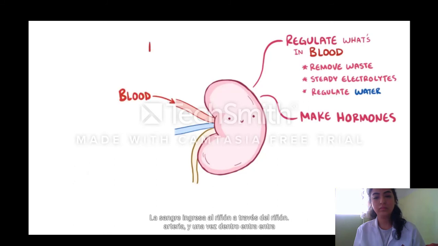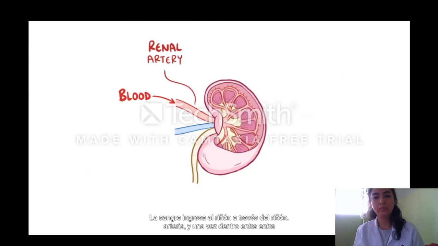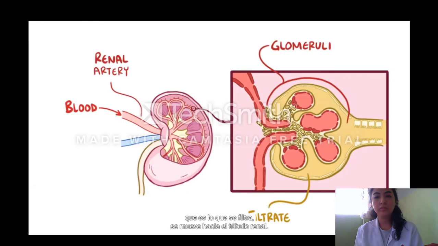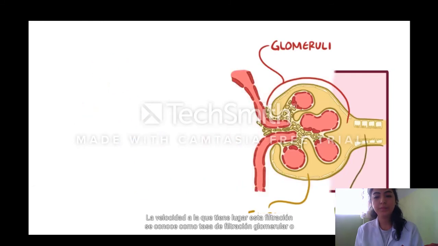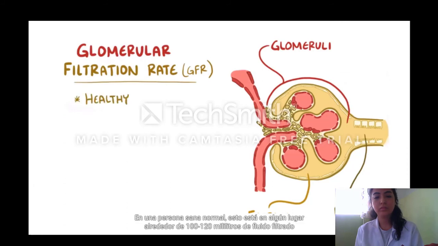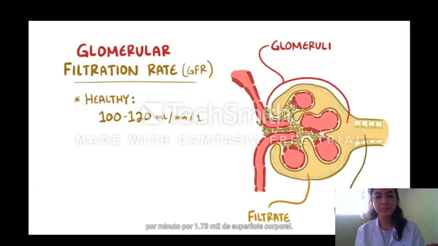Blood gets into the kidney through the renal artery, and once inside, it goes to tiny clumps of arterioles called glomeruli, where it's initially filtered. And the filtrate, which is the stuff that gets filtered out, moves into the renal tubule. The rate at which this filtration process takes place is known as the glomerular filtration rate, or GFR. In a normal, healthy person, this is somewhere around 100 to 120 milliliters of fluid filtered per minute per 1.73 meters squared of body surface area.